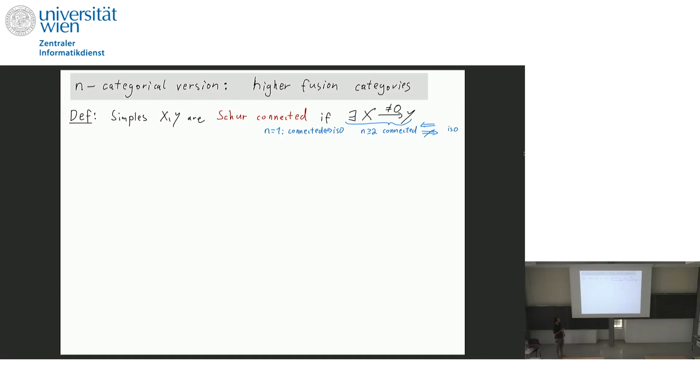For n=1, you're connected in this sense if and only if you're isomorphic. For n=2 or higher, that's not true anymore. If you're isomorphic, of course you're connected. There is an isomorphism between you. But it's not true the other way around. You can have non-zero maps that aren't isomorphisms. However, there's something which is still true, which is a bit like Schur's lemma and gives you a lot of traction about these categories, which is that having a non-zero morphism between two simple objects is an equivalence relation.